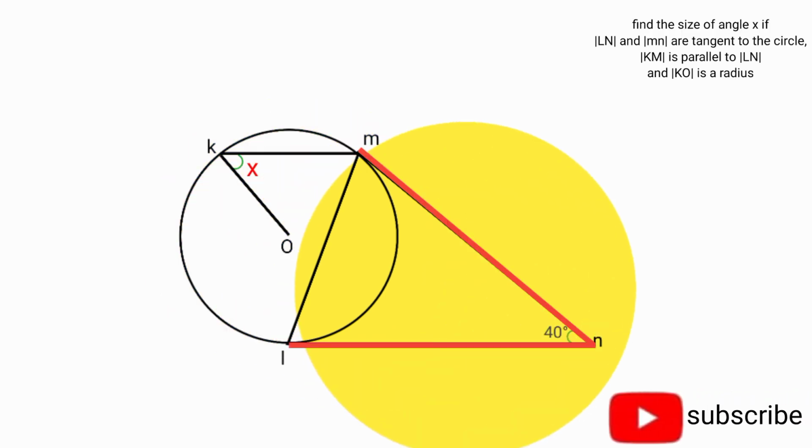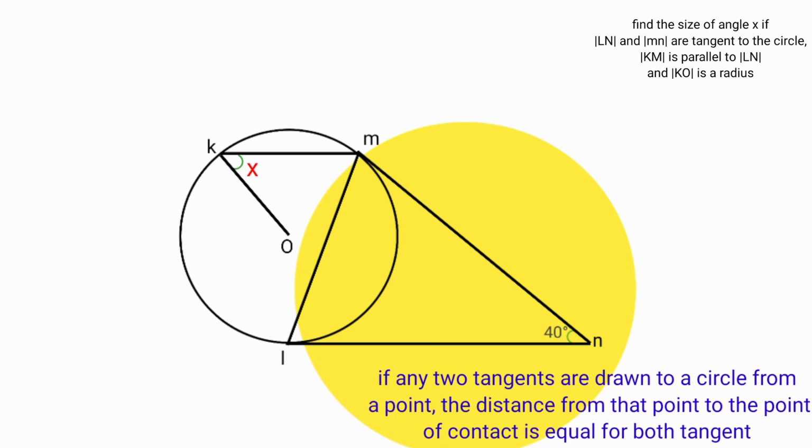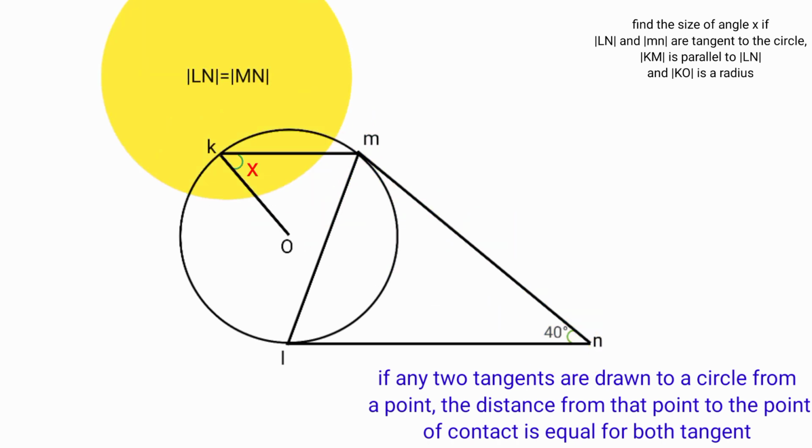If you look at these two tangents here, from the circle theory, there is a rule that if any two tangents are drawn to a circle from a point, the distance from that point to the point of contact is equal for each tangent. And that implies that the distance from this point M to point N and this point L to N are equal, and hence line MN equals line LN.